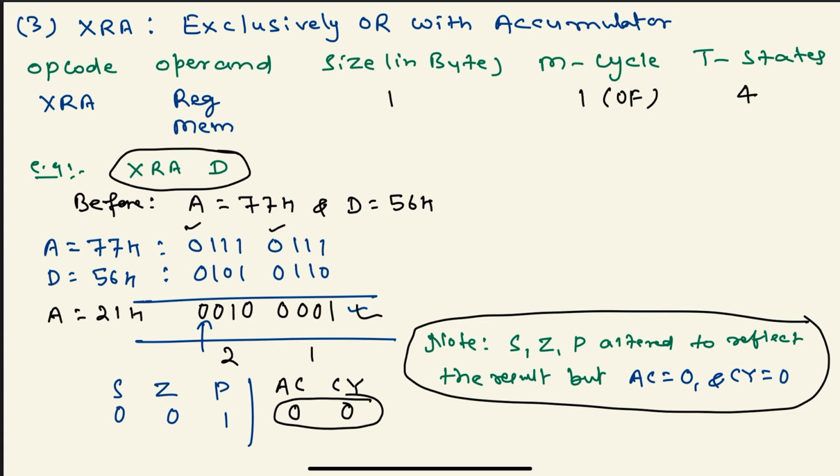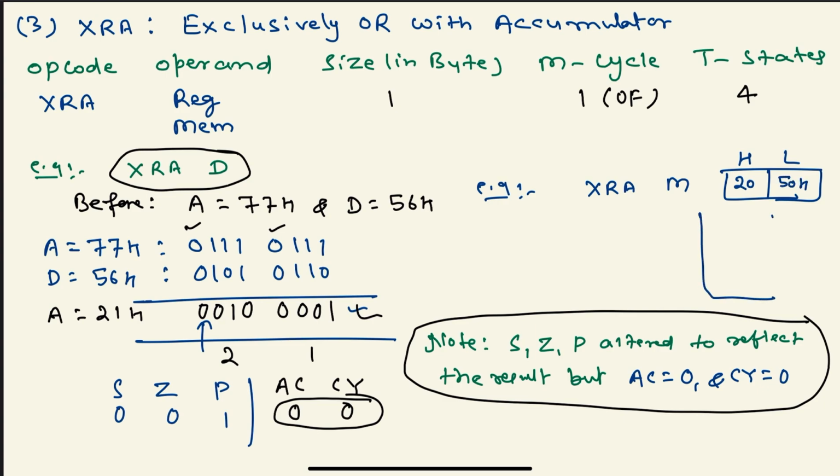And here for the memory, let's say for example, if we are taking the second case as memory, so let's say we are writing XRA M. By default, as in the explanation I gave in the previous example, this M means the memory location which is pointed to by the content of the HL register pair. So let's say H has 20 and L has 50, so 2050H will be the memory location from where content has to be copied into the microprocessor.